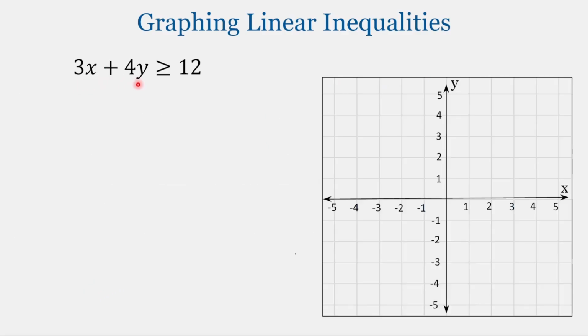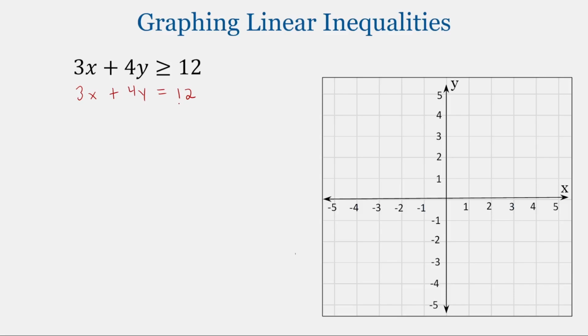In today's lesson, our inequalities are going to be written in standard form. As a review, standard form for an equation is ax plus by equal to c, where a, b, and c are all constants. So the first step for graphing linear inequalities is to rewrite this as an equation. So this is 3x plus 4y equal to 12. We're not magically changing anything, we're just rewriting it as an equation to help with graphing.